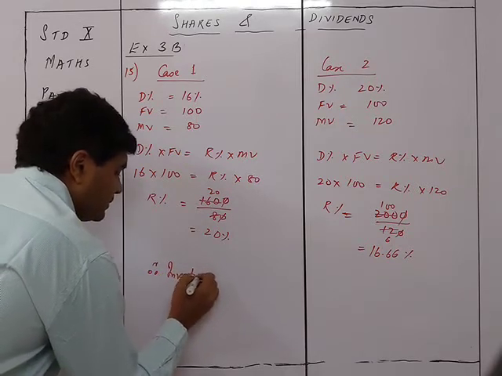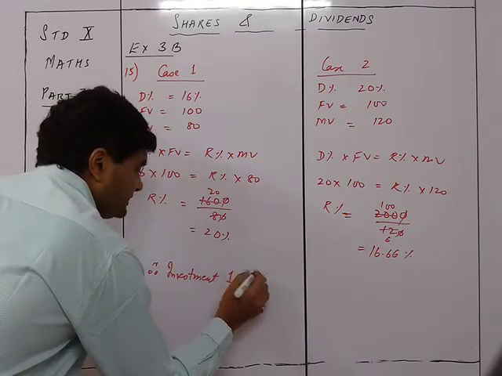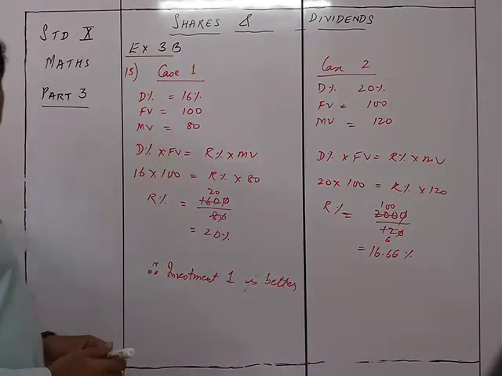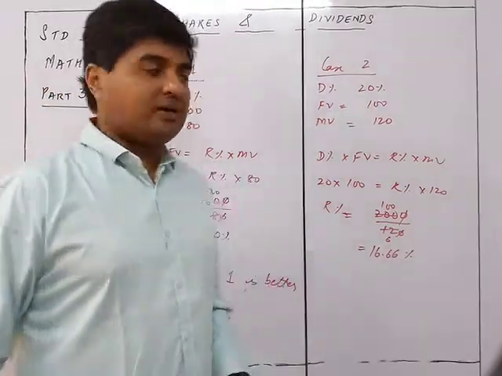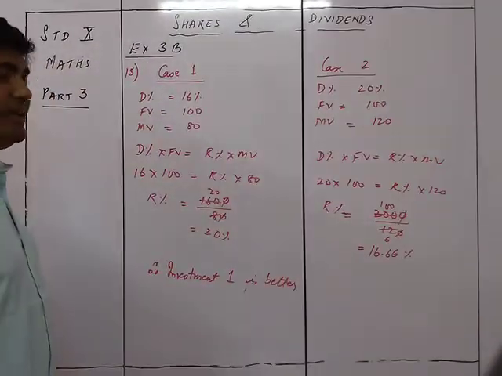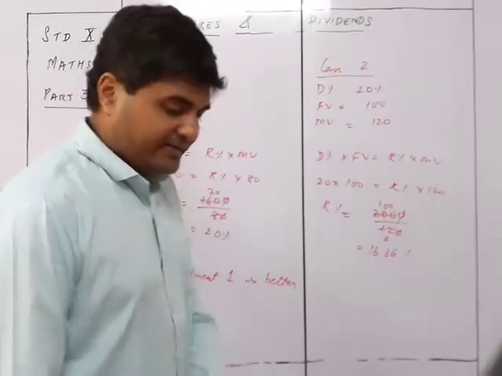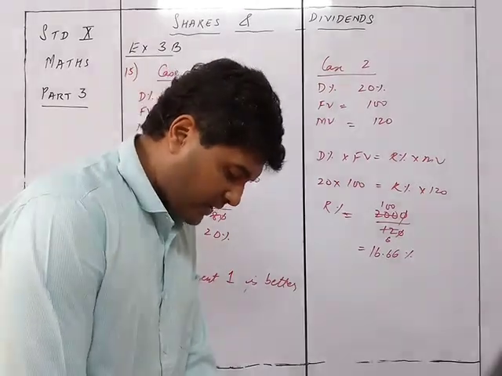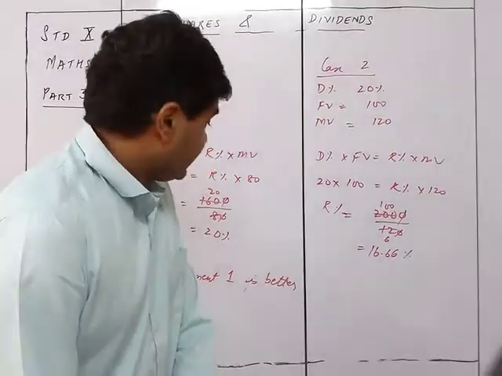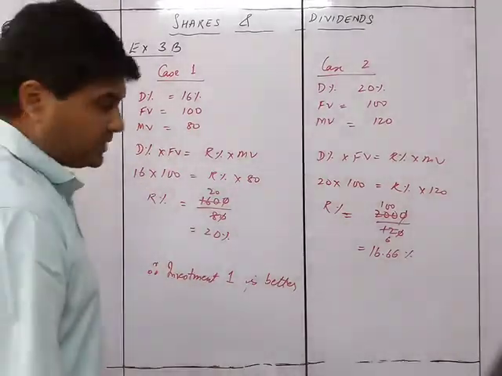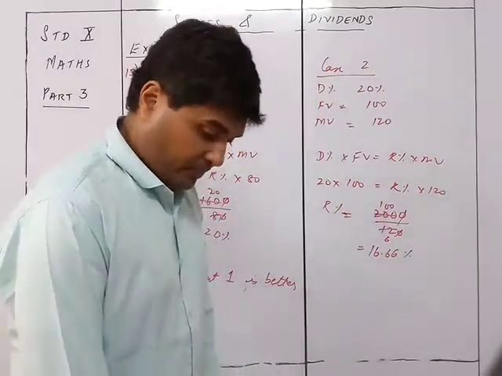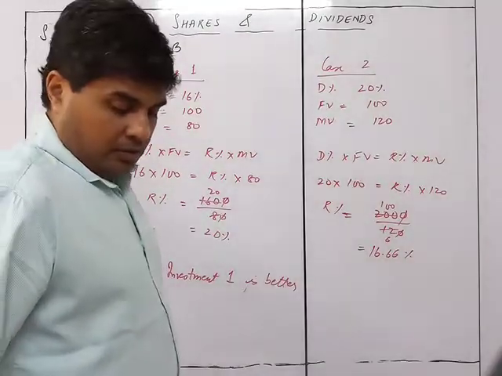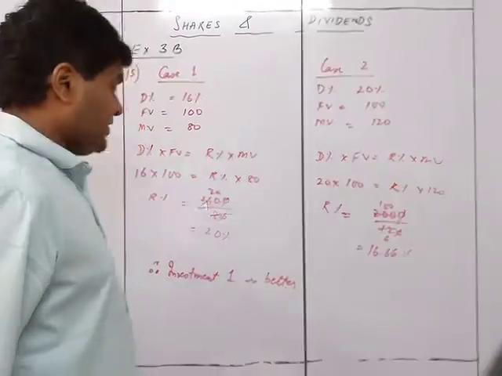Therefore, investment 1 is better. Got it? Investment number 1 is better than investment 2 because the return in the first case was 20%, whereas the return in the second case was 16.67%. So that's why 16% at 80 is better than 20% at 120. This was sum number 15. We now move on to sum number 17.